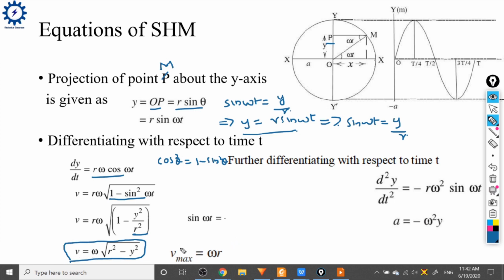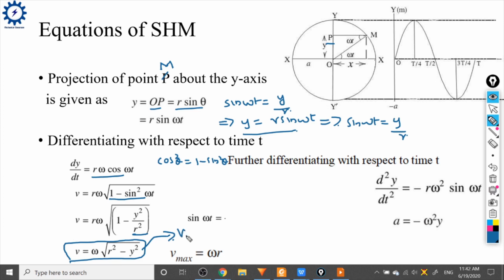Once we get the value for velocity, our next attempt is to determine the maximum value of velocity. Velocity will be maximum. Consider this expression. This will be maximum.